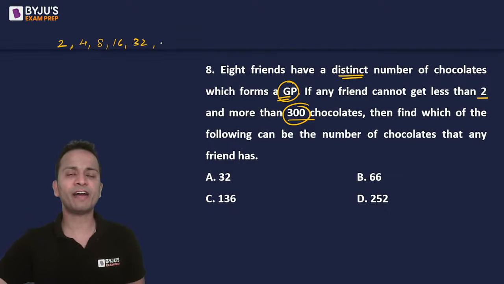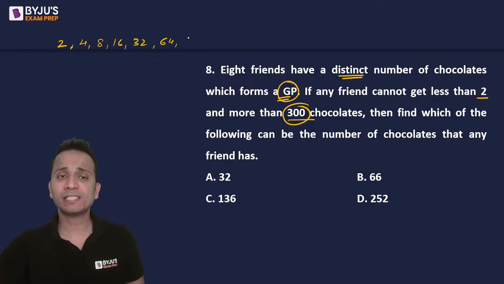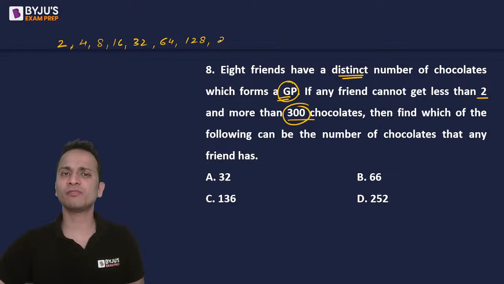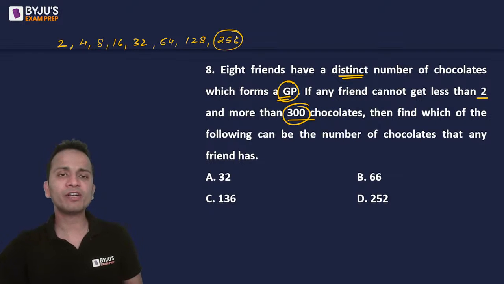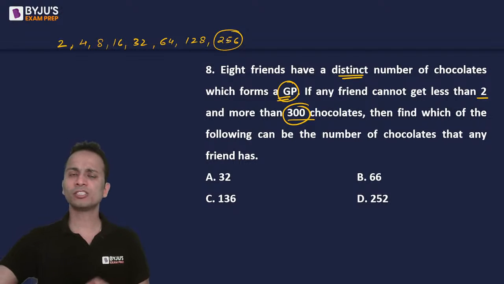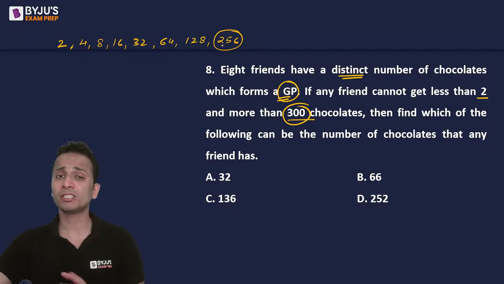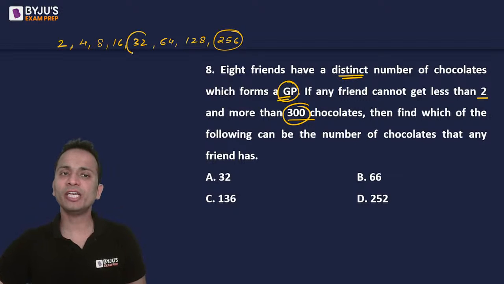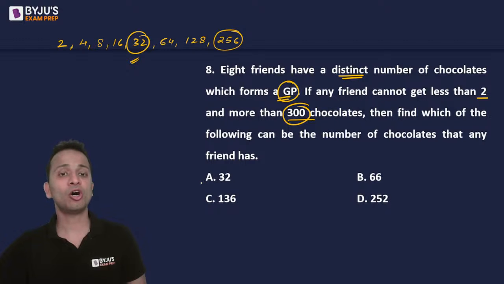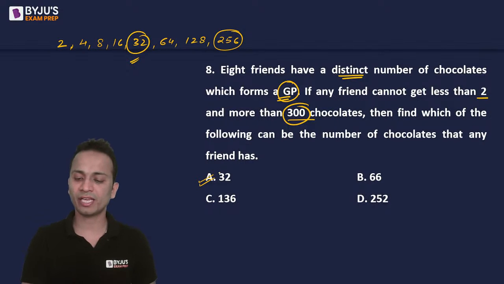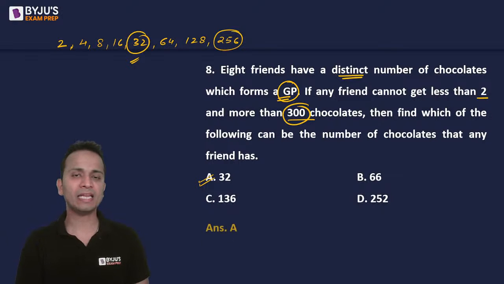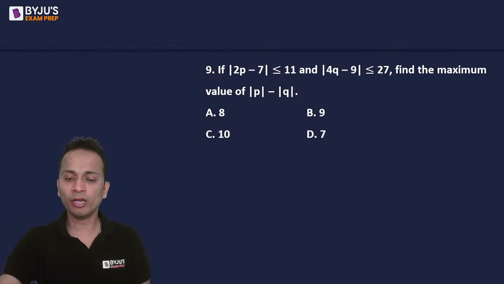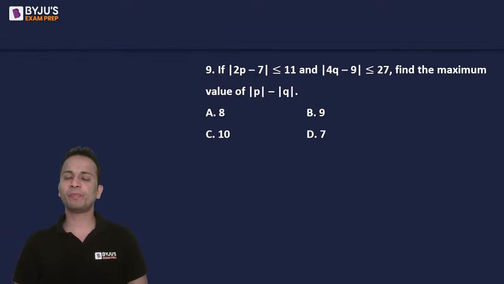Okay, so I have written 5 terms, then 6th term will be 64, 7th term will be 128, and 8th term will be 256. So I have written all these 8 numbers which are in GP such that the last term, the largest of these numbers, is less than 300. So yes, 32 can be one of the terms or the number of chocolates that any of the friends can have. So answer is option A, an easy one. Okay. Moving on, question number 9, a question which is based on inequalities, modulus, and maxima minima. All the concepts will be used: inequalities, modulus, and maxima minima.